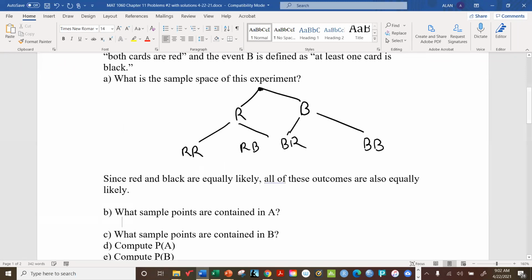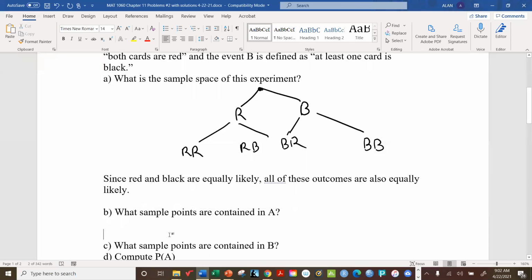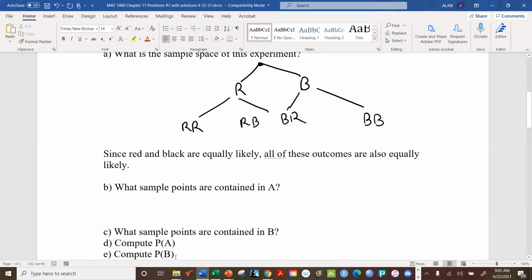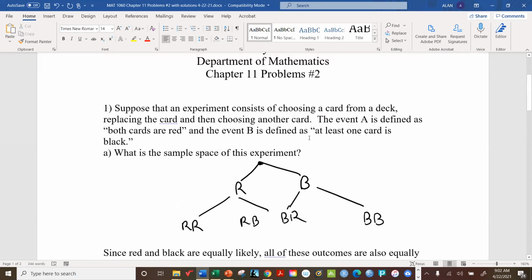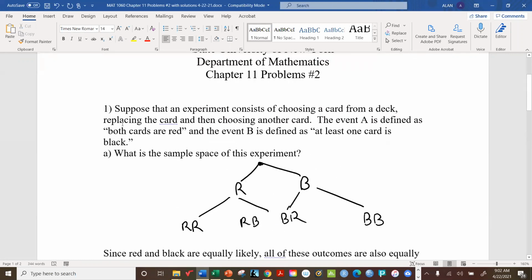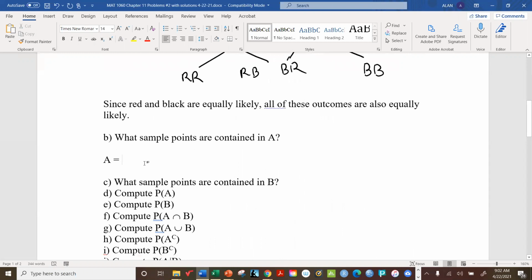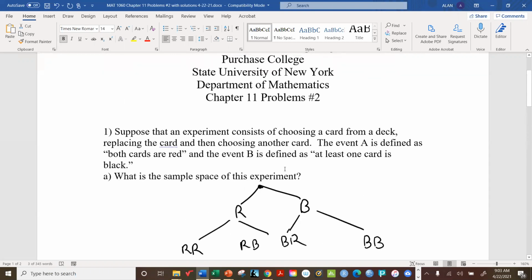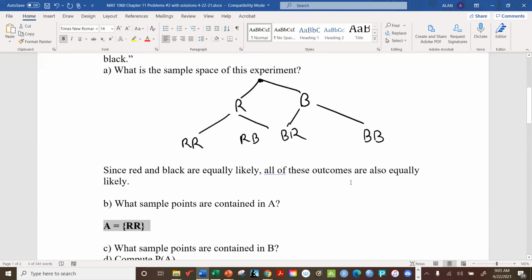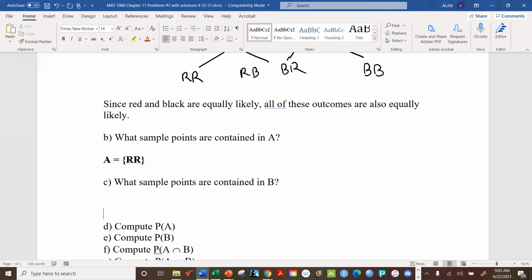So A contains, and again, the word sample point simply means elements in a set. So A is defined as both cards are red. Well, that's easy. Okay, well, that was very simple. And now B, at least one card is black. So now we've got the events RB, or the outcomes. Okay.